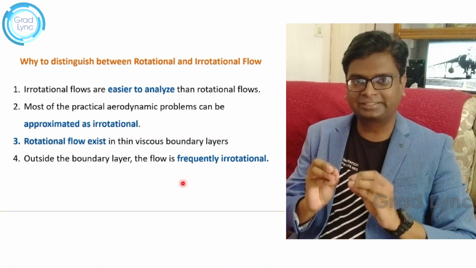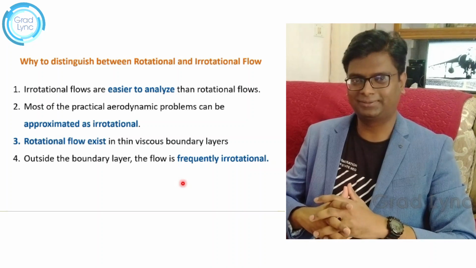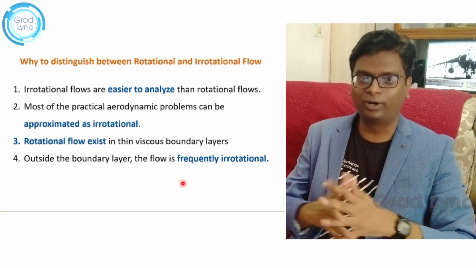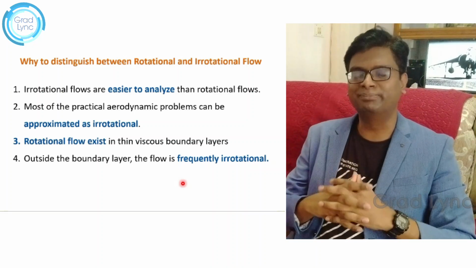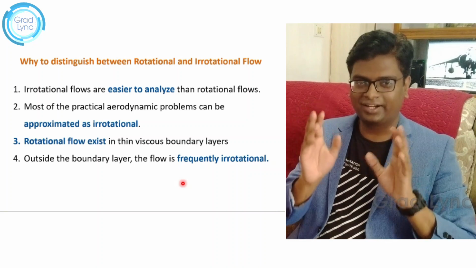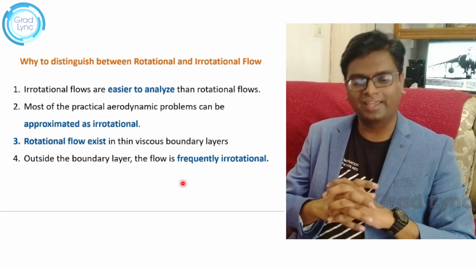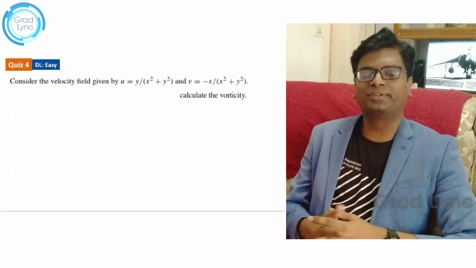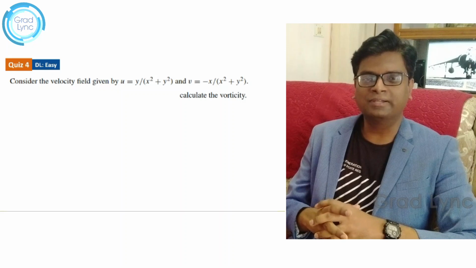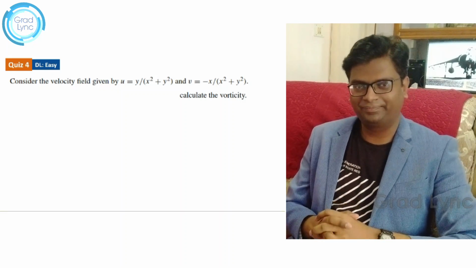So this avoids the complex calculation involved in the rotational flow analysis. Right? Once I assume the flow to be irrotational, the equations become simpler because we equate the vorticity to 0 and only the differential forms of linear velocities will remain in the equation. Before moving on to the next concept, let's solve a simple problem and try to understand what vorticity is.